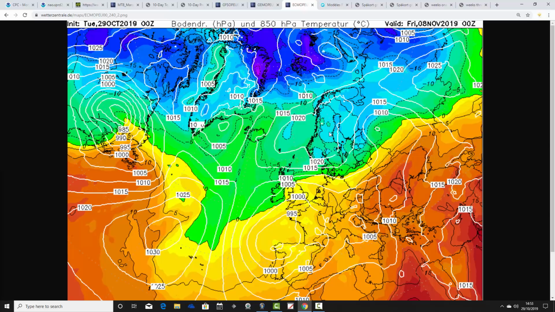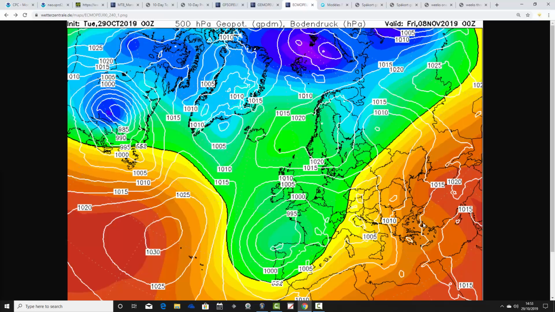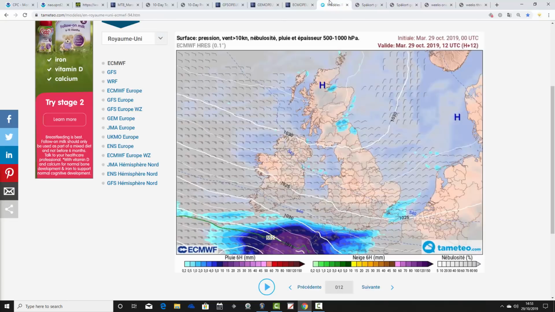It is cold over Scandinavia, so we would have to tilt the wind to the northeast to start to pull that colder air towards us. But definitely out of the three, the GFS, the GEM and the ECM, the ECM is the one that's most blocked and taking these areas of low pressure on a more southerly track. This is a precipitation forecast from that ECM run via tameteo.com.